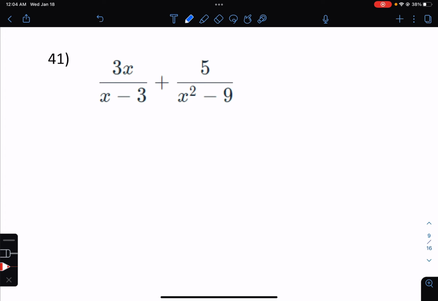Looking at this, we first have to factor the denominator before we determine what our common denominator is going to be. Now, this first guy is good to go.